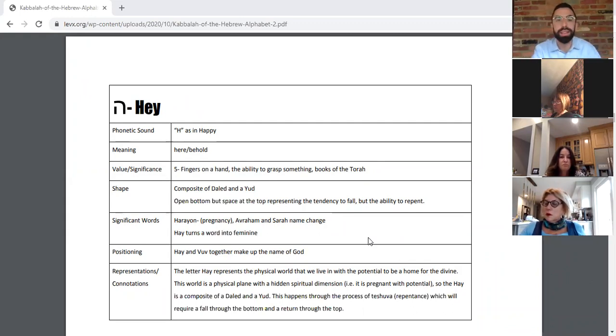And you pointed out there's this little gap between the top and the bottom. First of all, the reason behind that is because it's meant to identifiably be a Dalet on the outside and a Yud on the inside. But furthermore, the Talmud says something beautiful. It says the physical world is compared to a hay because the physical world is shaky ground.